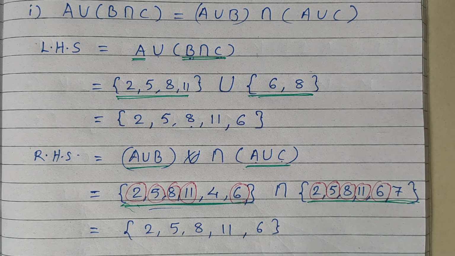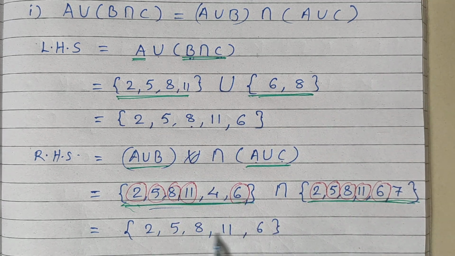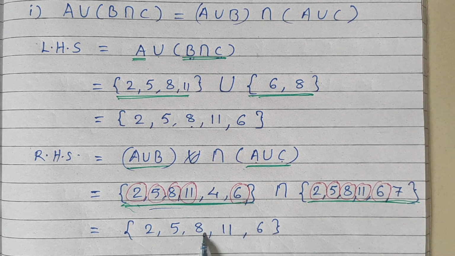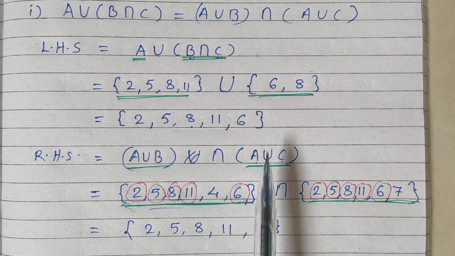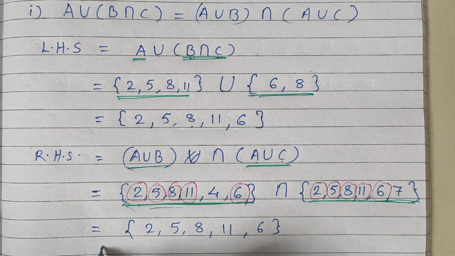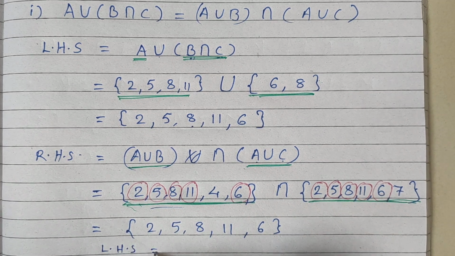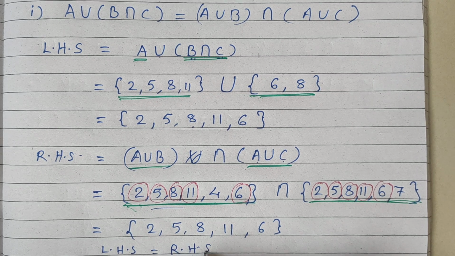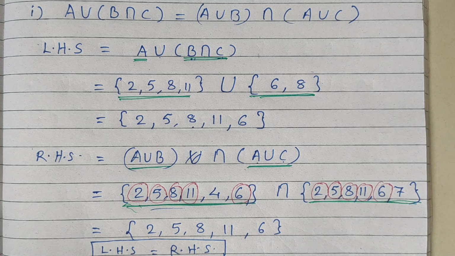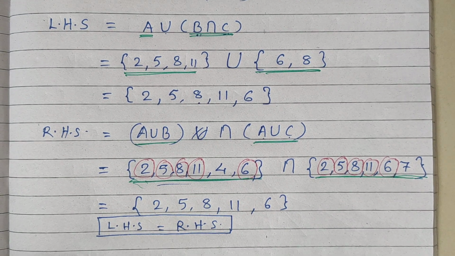Okay. Now students, tell me, LHS and RHS are equal: 2, 5, 8, 11 and 6. That means LHS equals RHS. It means our distributive property is verified, or the distributive law is verified. Got it, everyone? Okay.